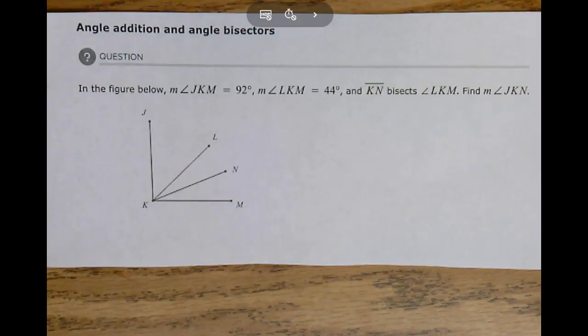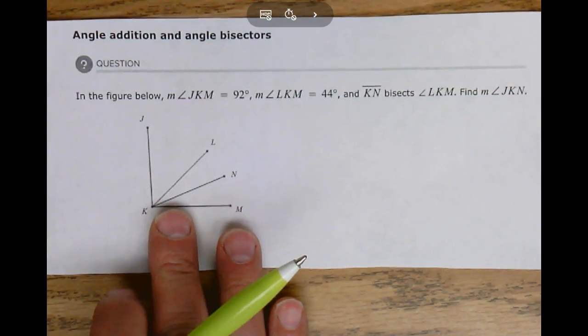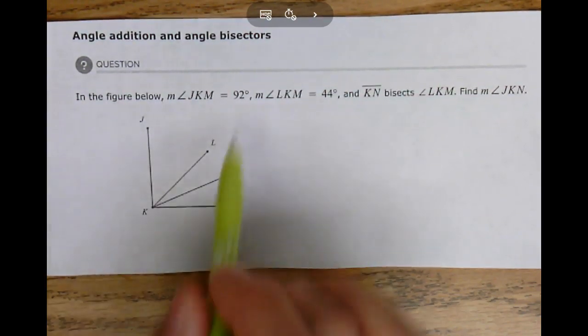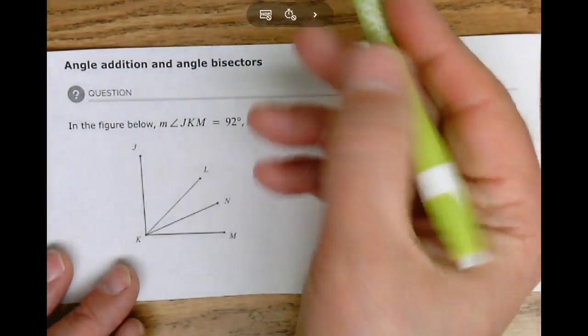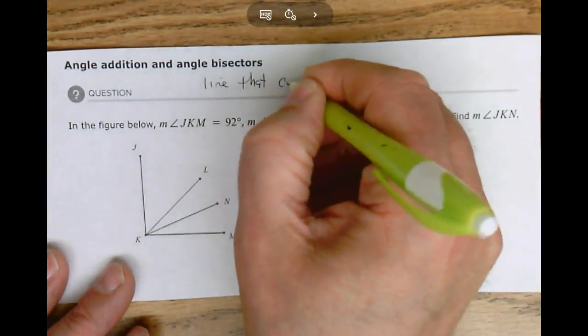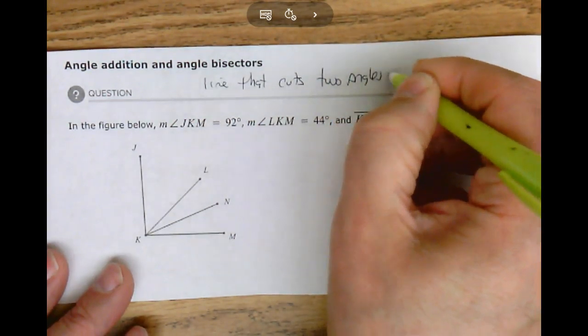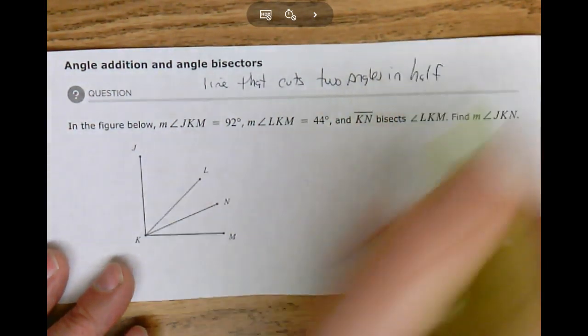Alright, so this is going to be a little lesson on angle addition and angle bisectors. The thing you want to make sure you understand is what a bisector is. So this is a line that cuts two angles in half. And make sure you put this in your notebook.